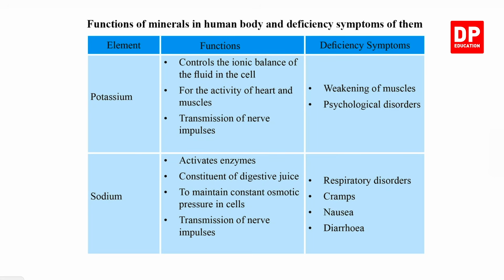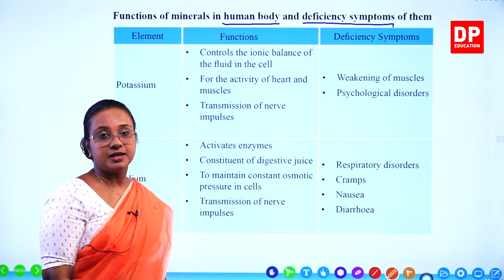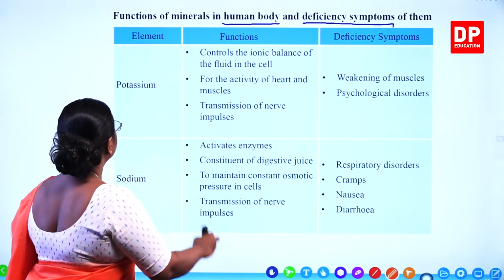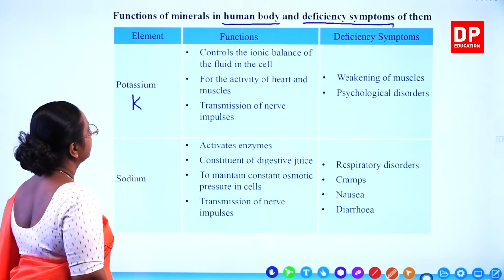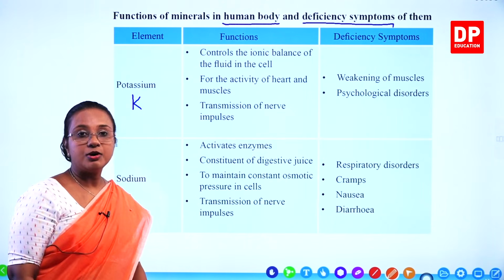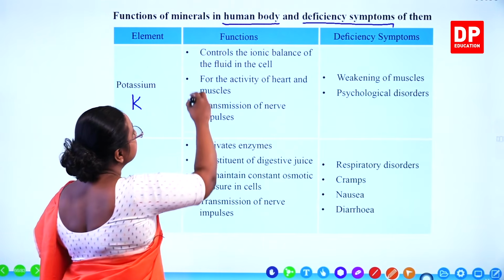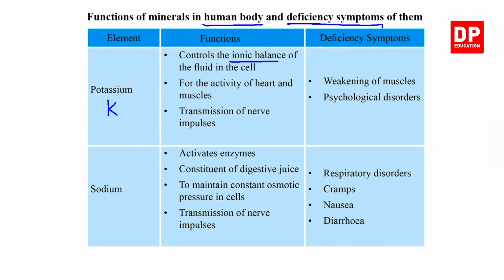First, we will see the functions of minerals in the human body and the deficiency symptoms of these minerals. Under that, we look at the first element, that is potassium. So when we talk about potassium, this controls the ionic balance of the fluid in the cell.